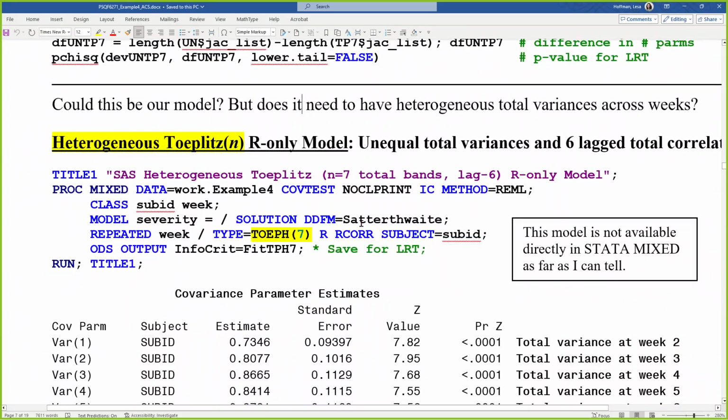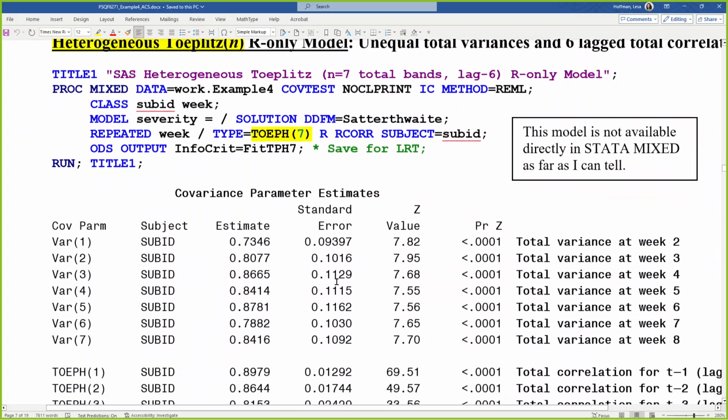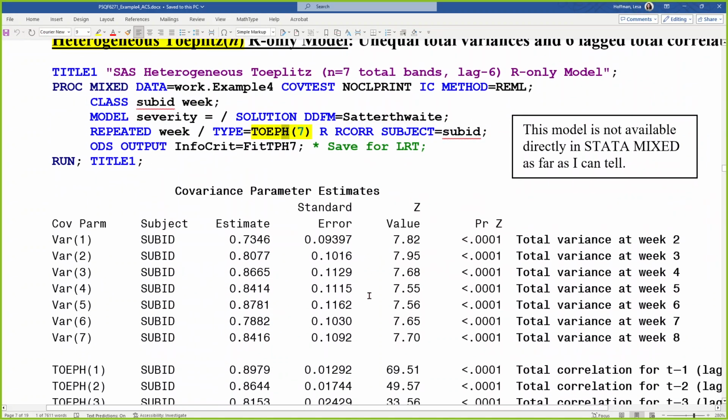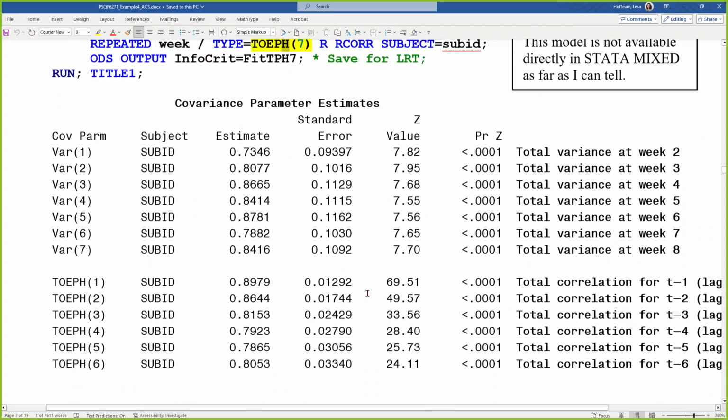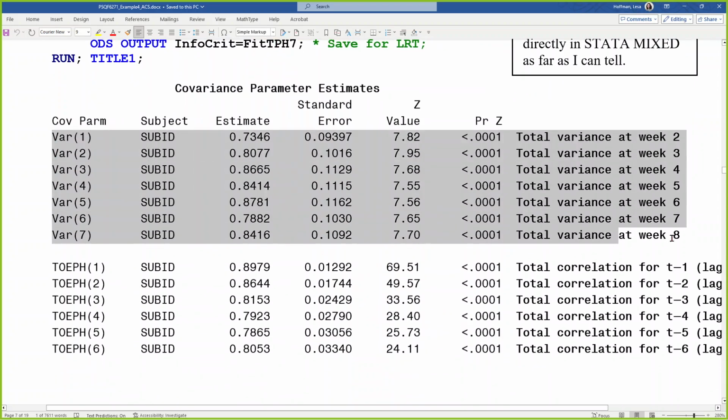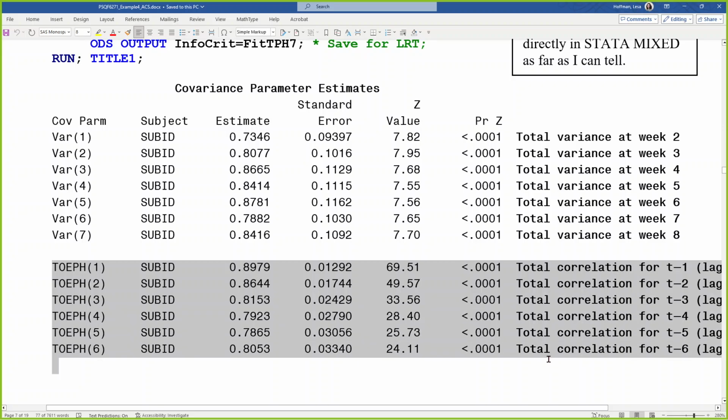Heterogeneous Toeplitz is not in Stata. It's not a thing. I checked once again and it's still not a thing. To make it in SAS, we add the H right there. And then we end up with the ingredients as 7 different variances and 6 different correlations. It has to be correlation because if your variance is different, that makes your covariance different for that reason alone. They're yoked together.